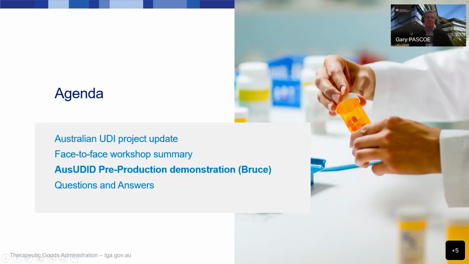Thanks very much, Gary. Hello, everyone. Thanks for joining us today. I'm going to be giving an overview of the main features of our online AusUDID pre-production environment. The environment can be used to preview the features that are going to be made available prior to production, as well as being used to establish that any machine-to-machine interface that you may create can appropriately make requests and receive responses from AusUDID prior to you being able to register for production access.